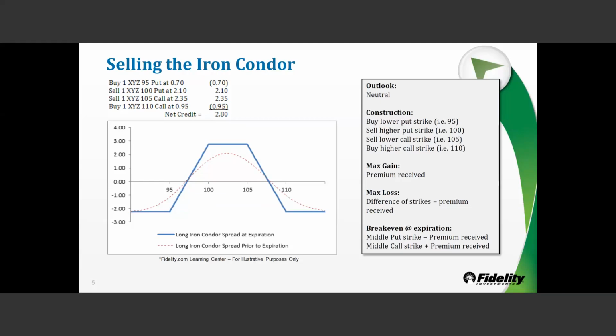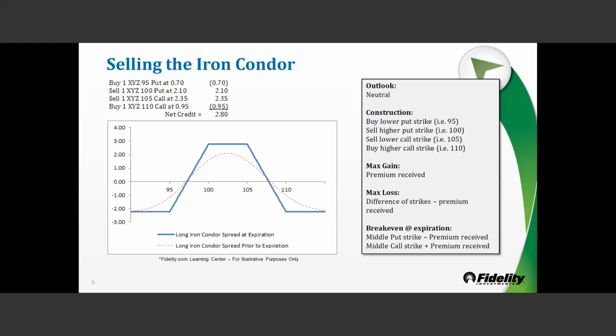But if you just go for a regular condor, which is not an iron condor, a regular condor is done all on the call side. You sell a call spread and you buy a call spread, and similarly you sell a put spread and buy a put spread. If you do that, that is called a condor, in which you will have a neutral strategy.